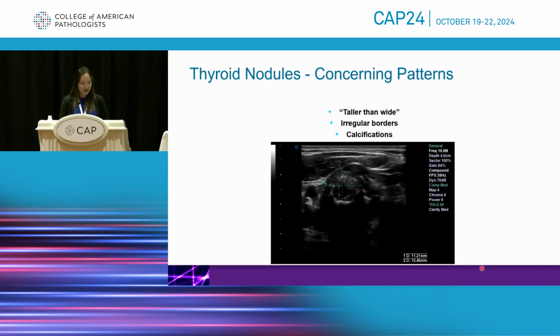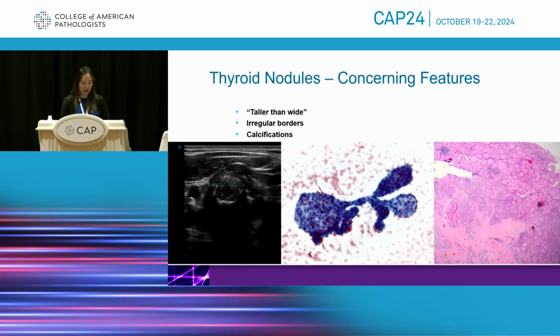What are some super concerning findings? Irregular borders or calcifications and taller than wide. So just like in lymph nodes, if you get taller than wide, it's concerning. And the thyroid nodules that are taller than wide are concerning as well. And these would be the appearance of papillary thyroid carcinomas.